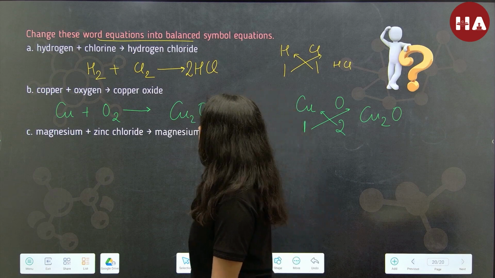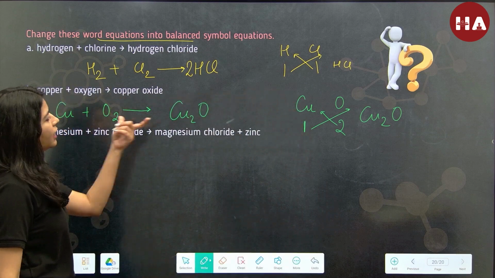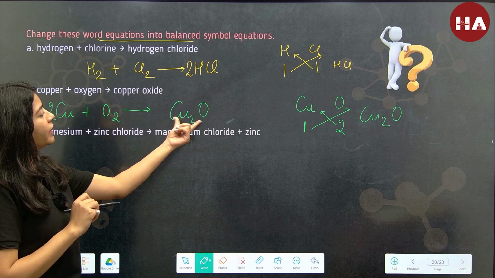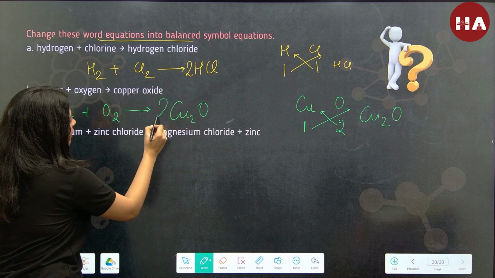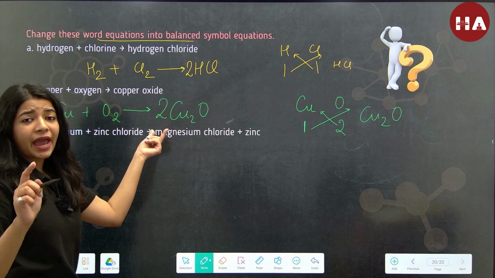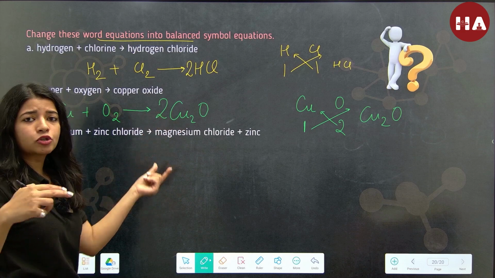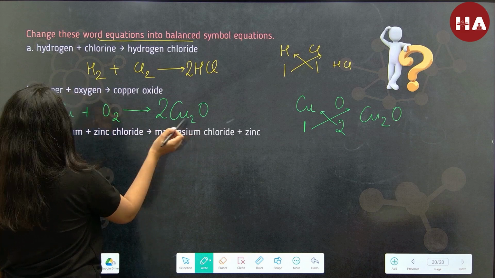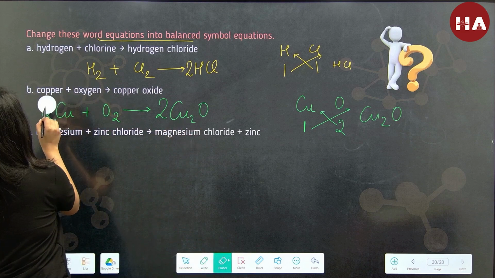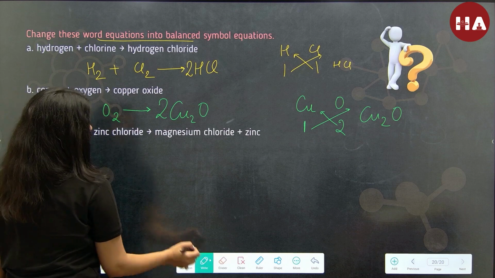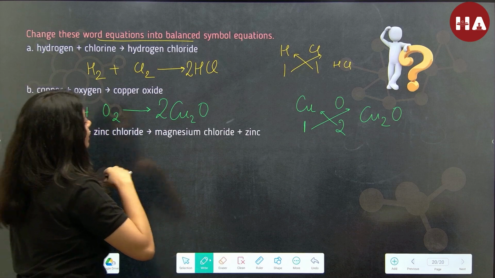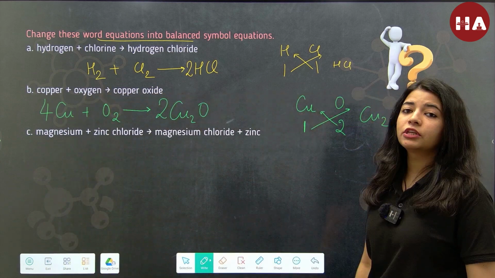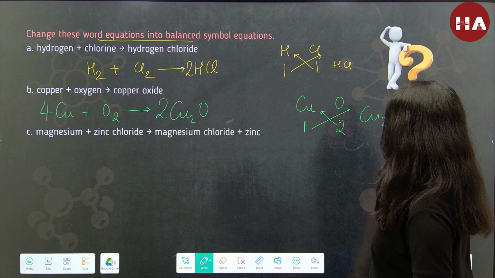Now let's quickly balance this. How many copper in the reactant side? 1. In the product side, 2. So let's make it 2. Now how many oxygen? 2. Over here only 1. So I will add a 2 over here. After adding 2 over here, I observe that the copper number has also increased, right? So now copper in the product side is 2 times 2, which is 4. So I will erase this 2. This is the hit and trial method, okay? And then I'll add a 4 over here. Now I can see that the reaction is balanced. Okay, 4 Cu plus O2 gives 2 Cu2O. Correct? I hope this is clear.